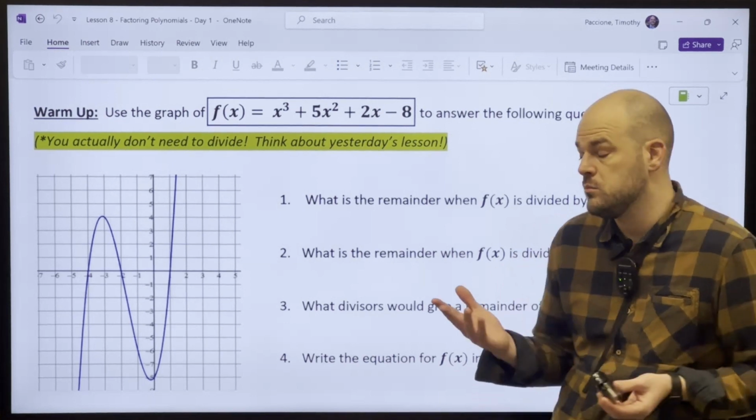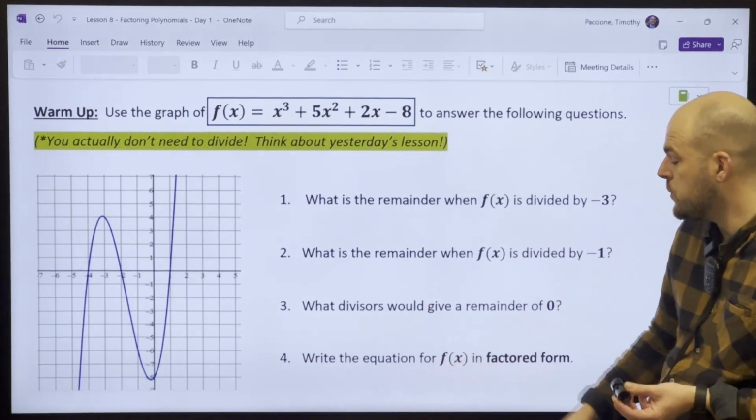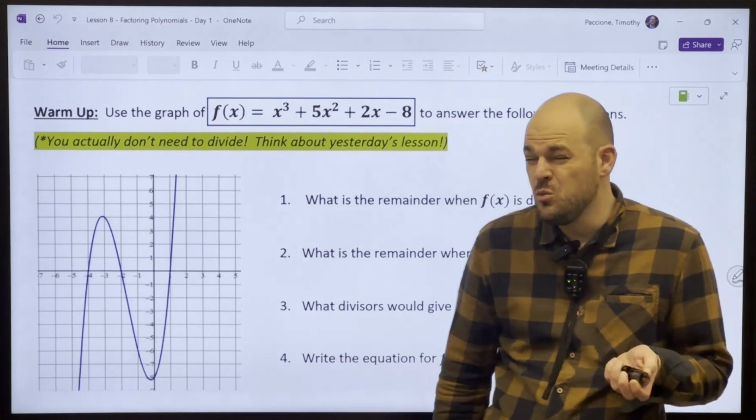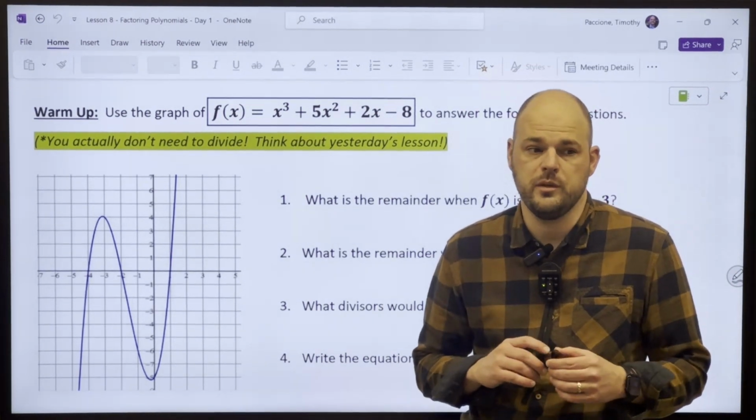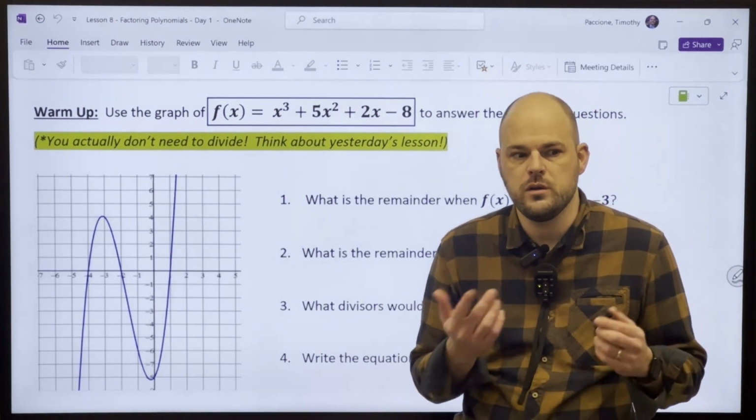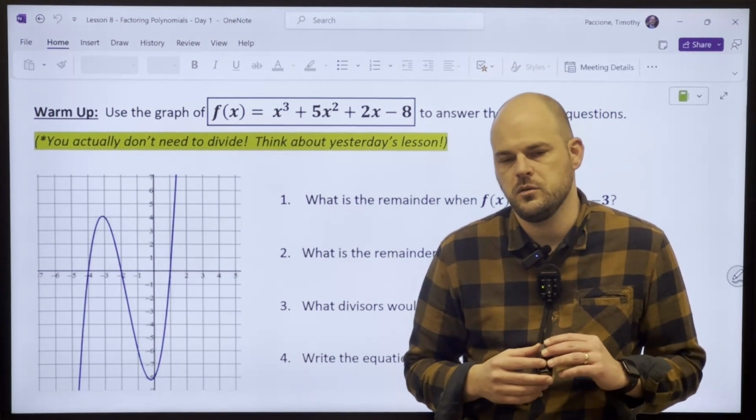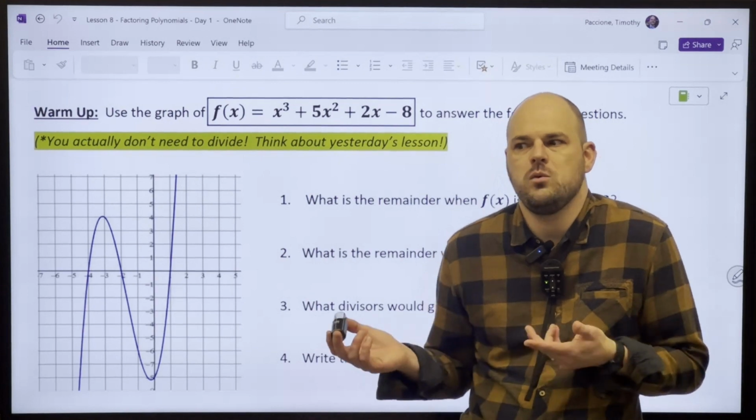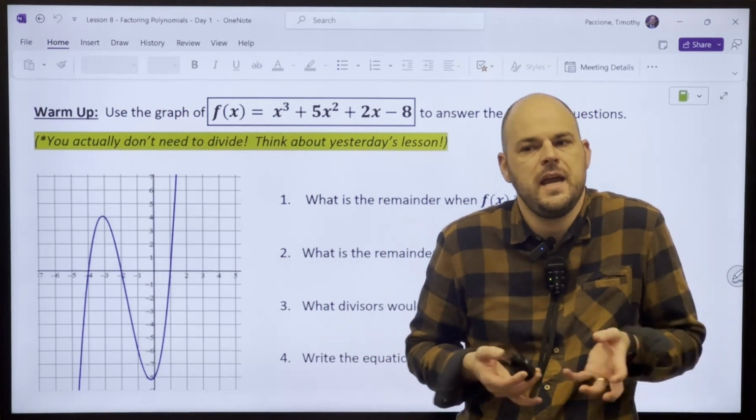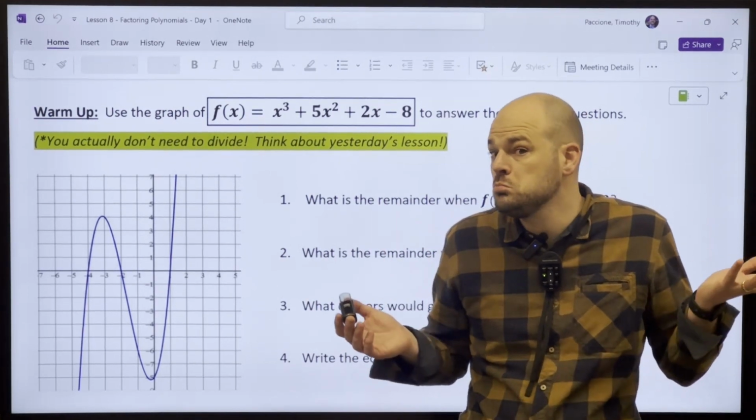So, for instance, the fourth one, write the equation in factored form. We really haven't touched on that a ton with polynomials. So I want you to think about where you've seen the word factored form before, right? What does factored form mean? How can I take what I've gotten in the first few questions and turn it into a factored form?